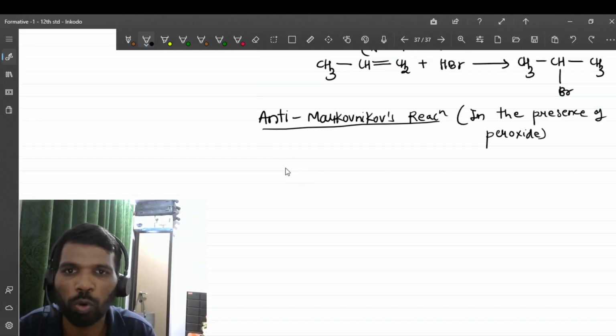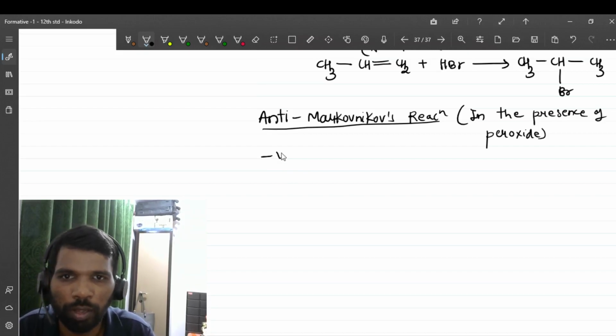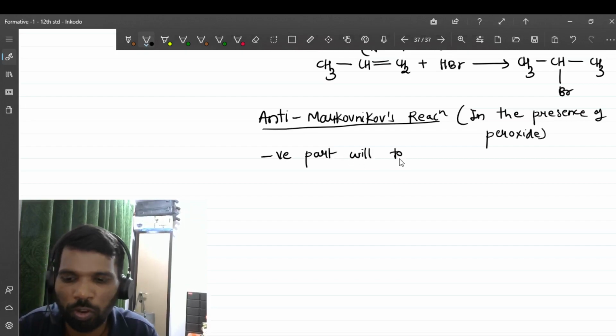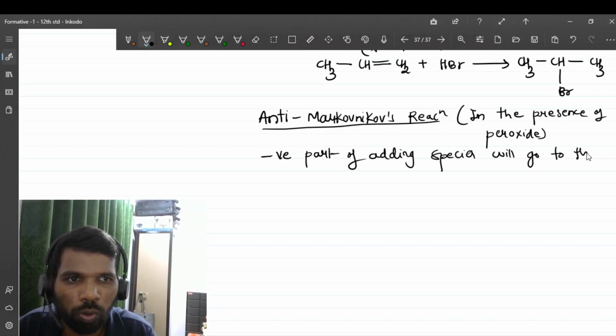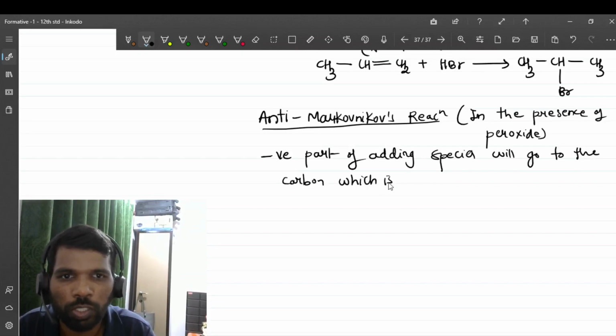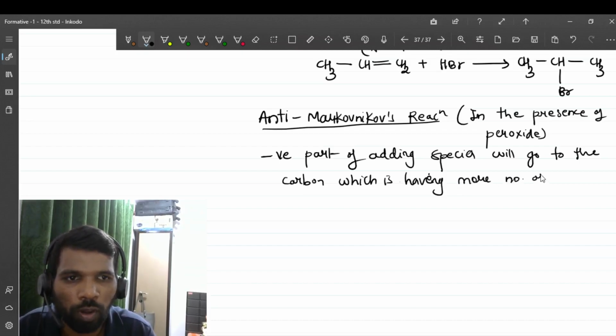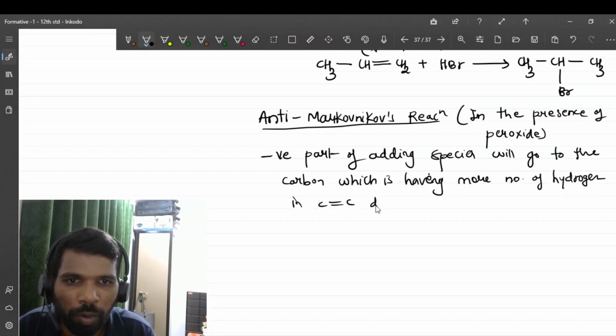What does this rule say? The rule is opposite. Opposite means the negative part of the adding species will go to the carbon which has more number of hydrogens in the carbon-carbon double bond.